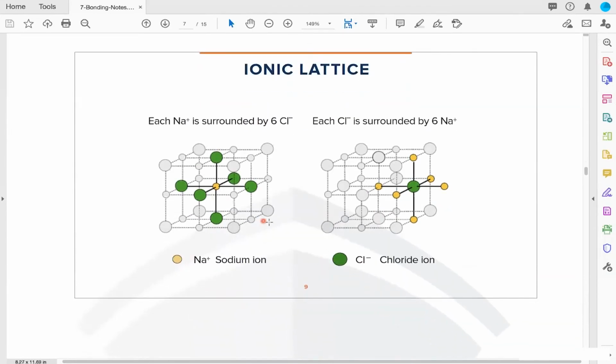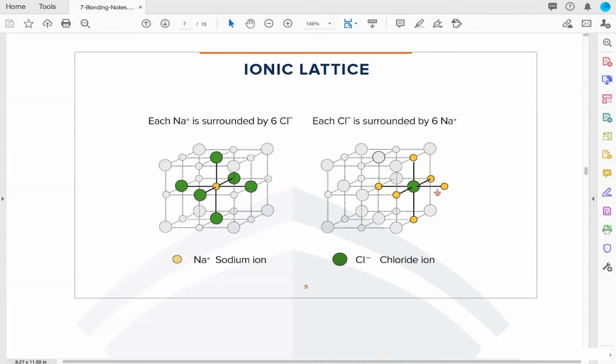Okay, so you can see that the ratio of sodium ion to chloride ion is 1:1. Over here, we have one sodium ion. It is surrounded by 6 chloride ions. Remember this. Sorry, that's my dog. Yeah, so we have 6 chloride ions. Similarly, over here, we have a chloride ion, which is surrounded by 6 sodium ions.